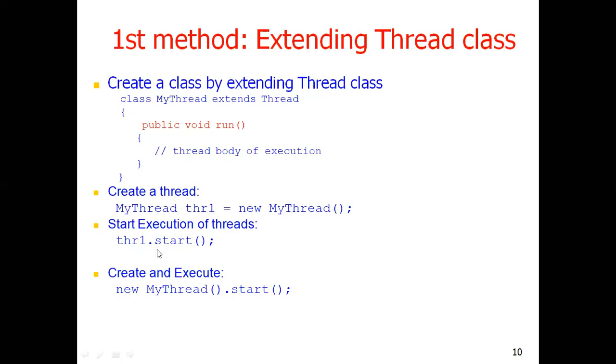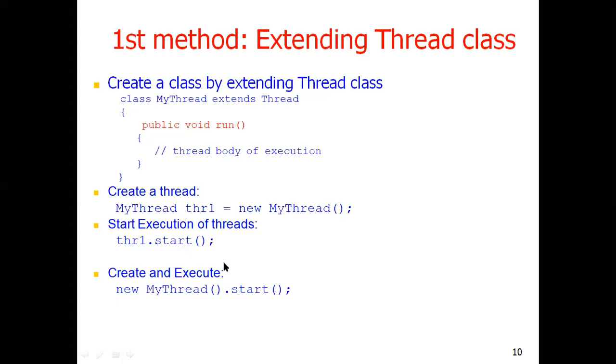Once you call the start method, it will automatically call the run method. There is no need to call the run method explicitly. Once you call thread1.start, it will automatically call the run method. I mean, it is leading from the runnable state to the running state. This is important. This is just the syntax which I have given here.